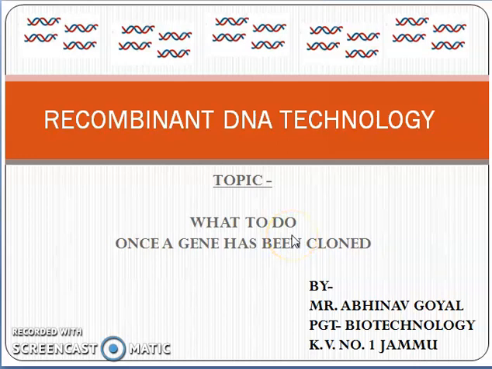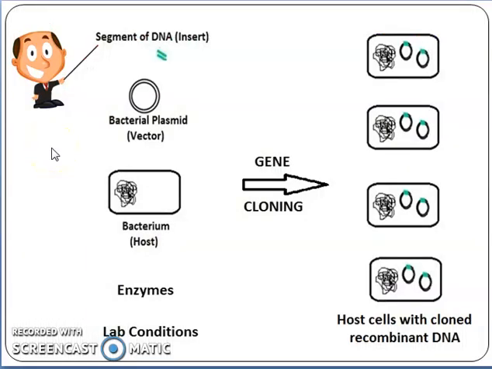Hello friends, today we are going to discuss what to do once a gene has been cloned. In my last video, I discussed the process of gene cloning in detail, and what happens during that process. We generally isolate the gene of interest, and we join that gene of interest into a vector molecule like a plasmid. What we get is a recombinant DNA molecule. That recombinant DNA molecule is further introduced into a living system that is called a host.